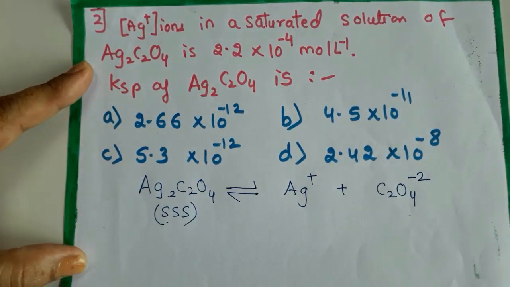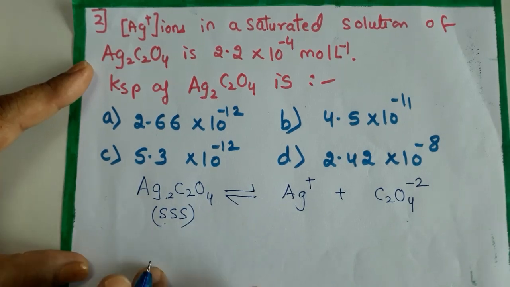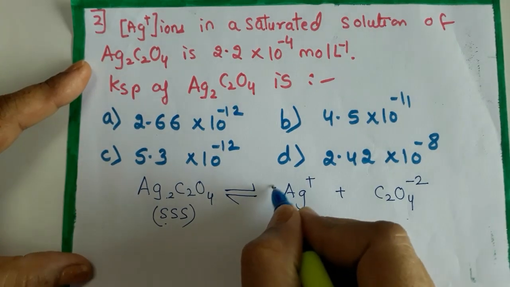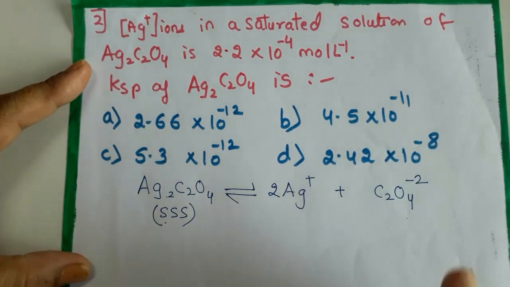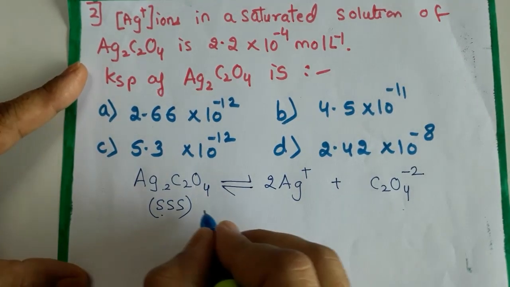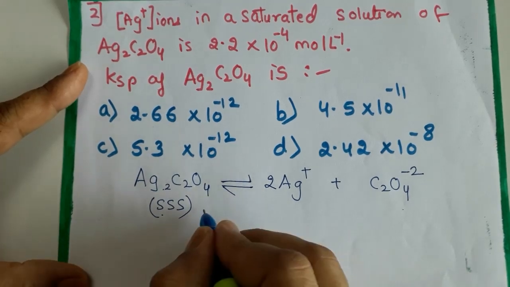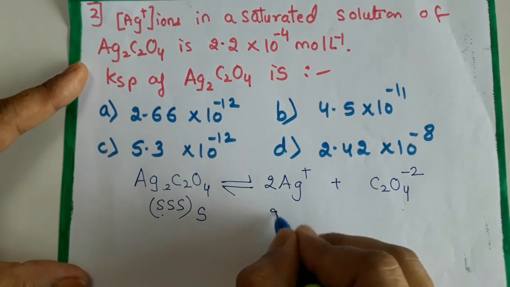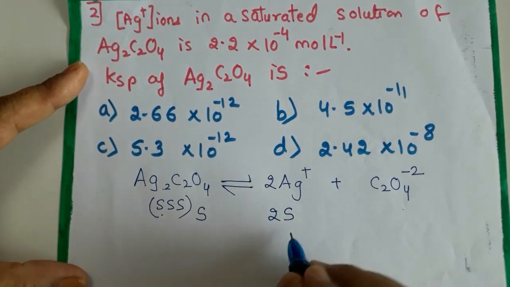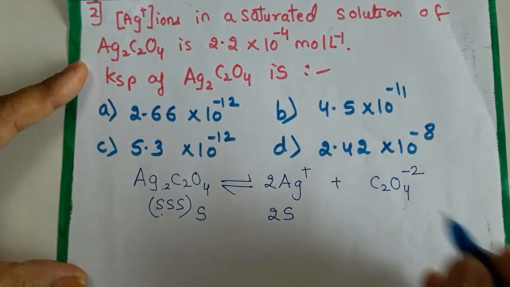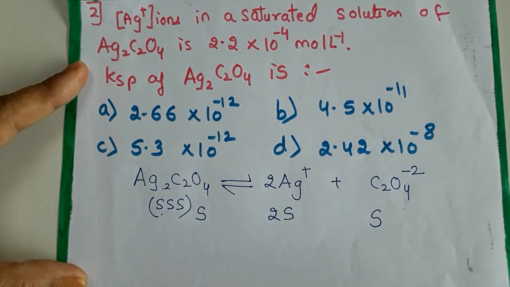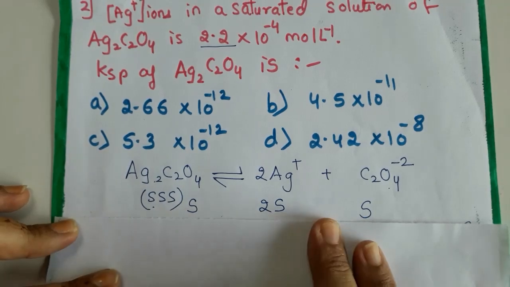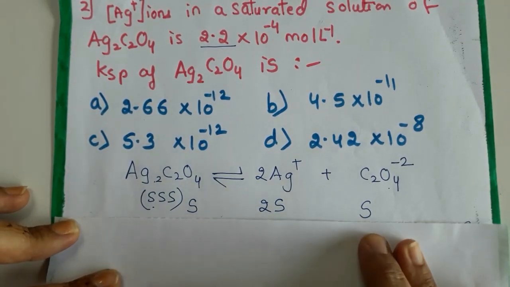It's a dichromate? No, it's a chromate ion. Okay. Now let us balance the equation also. So we have Ag2, I will write here 2Ag plus, and then I wrote this. Now if S is the solubility of Ag2C2O4, then 2S is the solubility of Ag plus, and here we have S. Okay, we write the reaction, and this is the reaction of dissociation. 2S and S we will write.